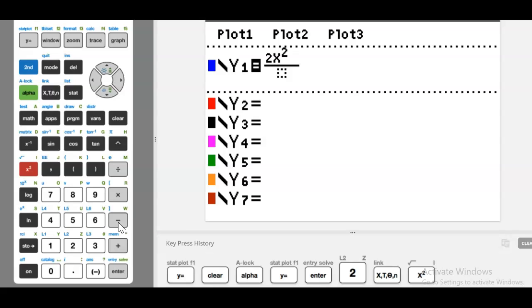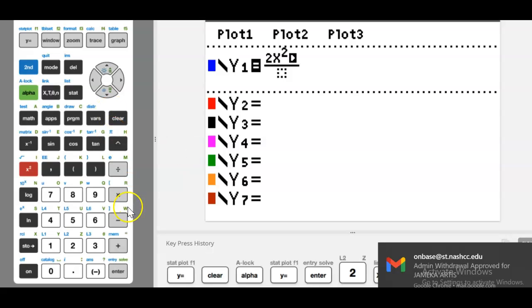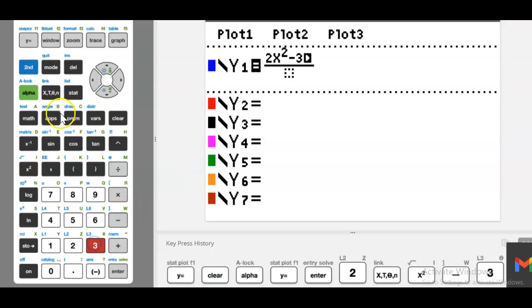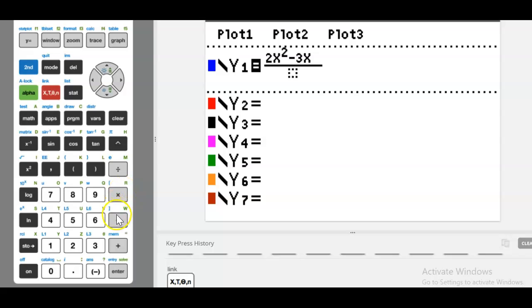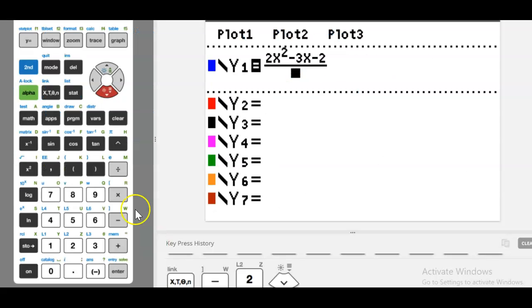You all know I don't remember what it was. Let me try to see. I'm working on one screen now, so it's a little 2x squared minus 3x minus 2. Okay, so 2x squared minus 3x minus 2 in the numerator. Go to the denominator, and we will type in the denominator, which is x plus 2. So x plus 2.